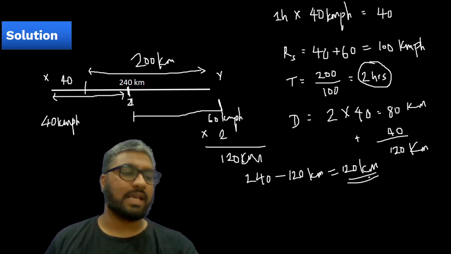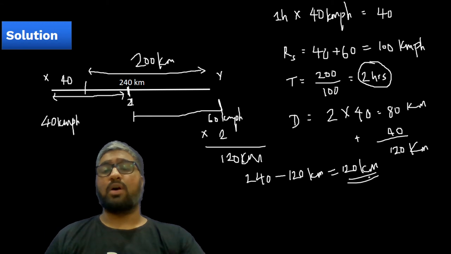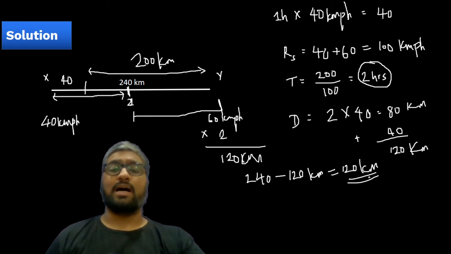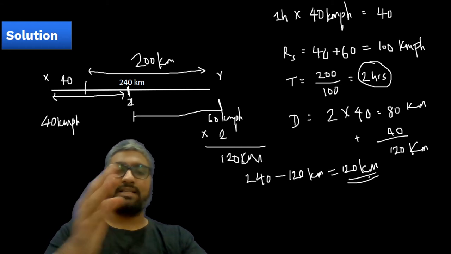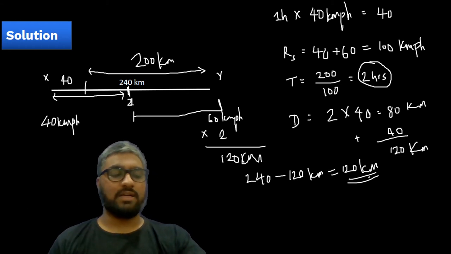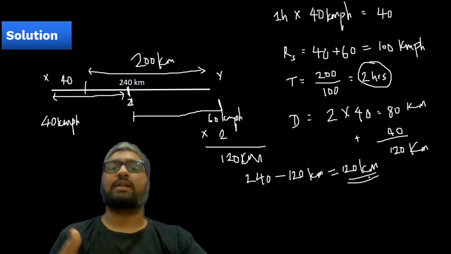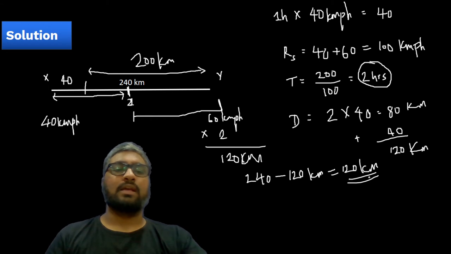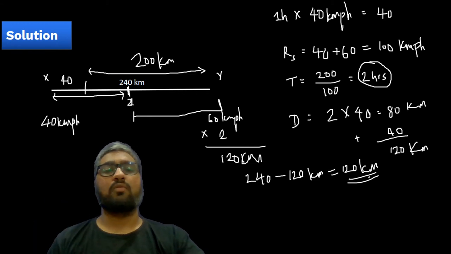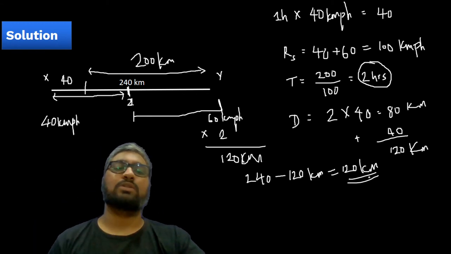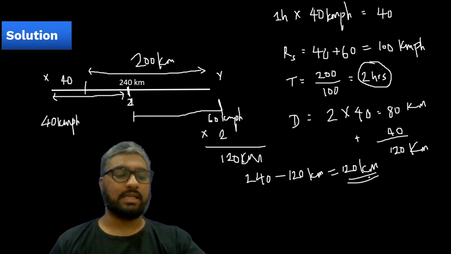Got it. So this is the importance of knowing relative speed, right? Otherwise, how else would we have answered this? Start at 10 o'clock. 10 o'clock, both would have covered 0, 0. 11 o'clock, X would have covered 40. Y would still be at 0. 12 o'clock, another hour, this guy would have covered another 40. This person would have covered 60. At 1 o'clock, what would have happened? This guy would have covered 120. This guy would have covered 120, right? Got it?